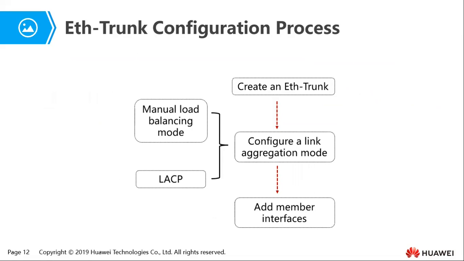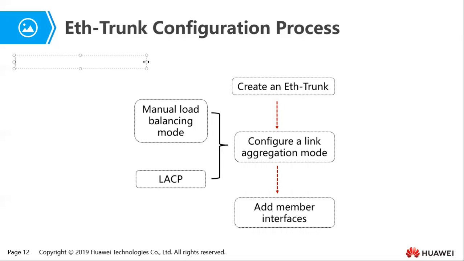So Ethernet trunk configuration is quite easy. The first thing you have to do is to create an Ethernet trunk. Then you configure the aggregation mode that you want to use. Do you want to use manual load balancing or LACP? Then after that, you add member interfaces. So generally, that is how that is done. But there are also rules to consider when you're configuring.